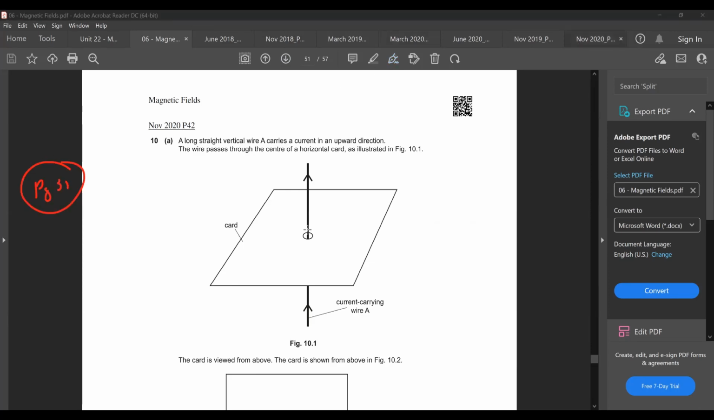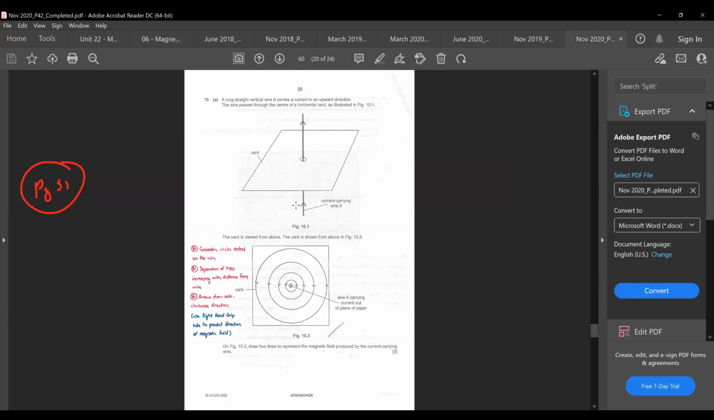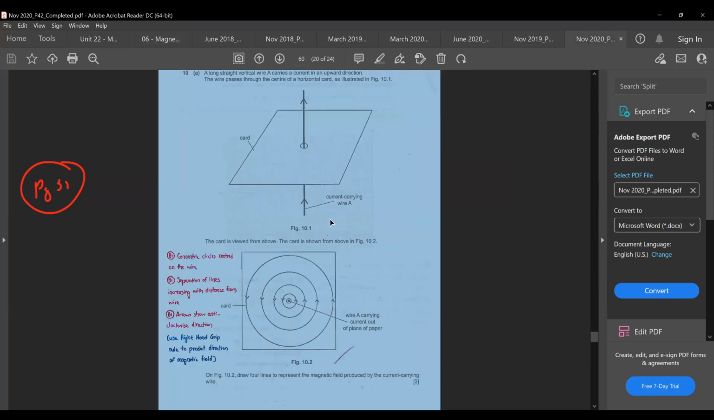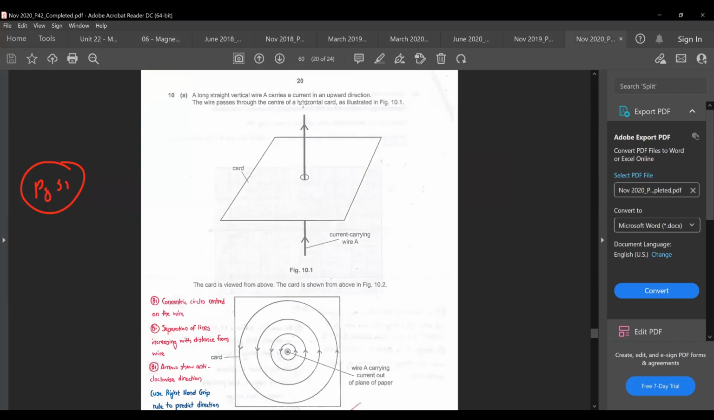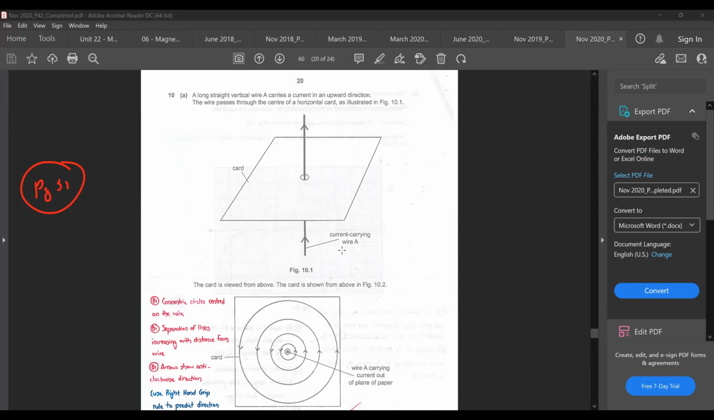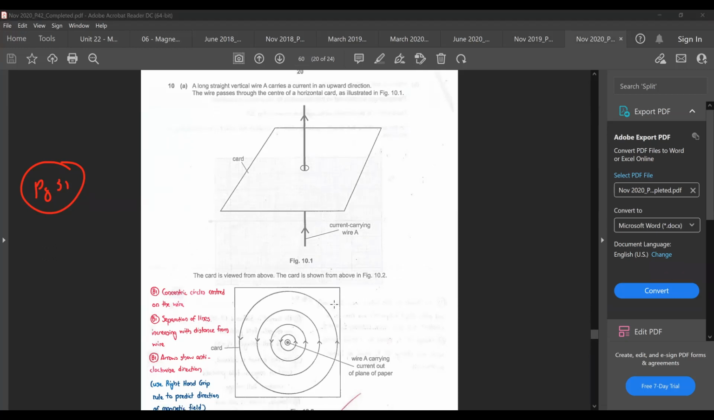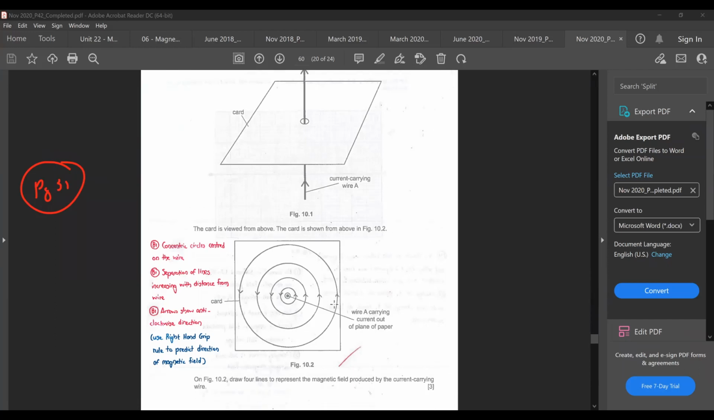Okay, page 51, same thing as before. All right, so this one, I think I will just breeze through it very quickly. You have a long straight vertical wire A that carries current in the outward direction. The wire passes through the center of a horizontal card. The card is now viewed from above, as shown.